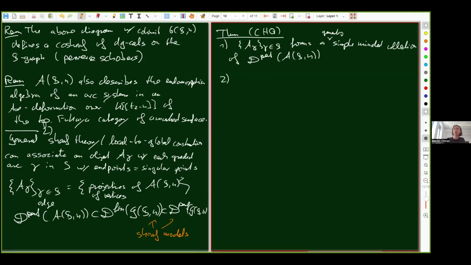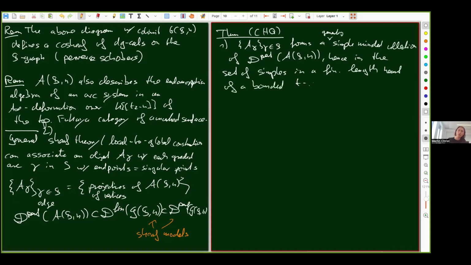Okay, so A gamma forms a generating simple-minded collection, hence is the set of simples in a finite length heart of a bounded t-structure. This is maybe where we make our first touch with stability conditions, because stability conditions are about t-structures. Right, every S graph gives you a finite length heart.